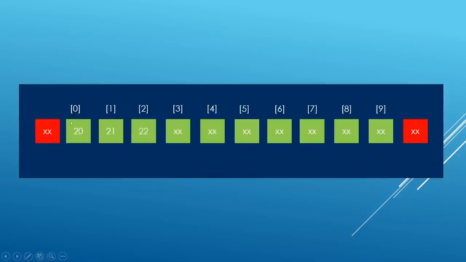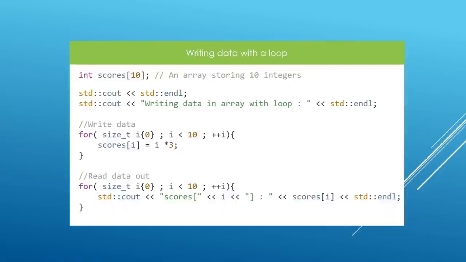If we do that, we're going to have something like this in our array. So index 0, we have a 20. Index 1, we have a 21. Index 2, we have a 22. And the rest is still garbage because we didn't put in our data. We can also write data in a loop. For example, here we have our array declared, and we're going to loop around putting data at different indexes. Notice that the index is going to be the current iteration we are at.